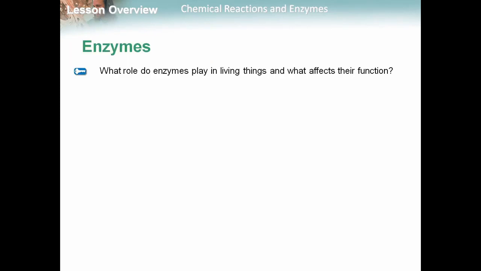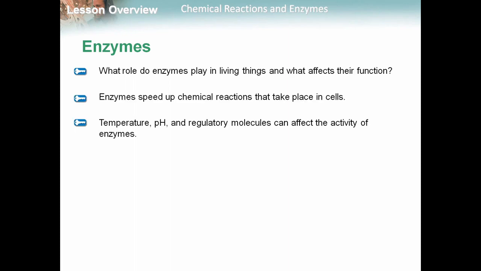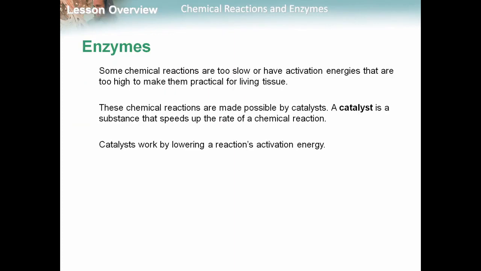Enzymes. What role do enzymes play in living things, and what affects their function? Enzymes speed up chemical reactions that take place in cells. Temperature, pH, and regulatory molecules can affect the activity of enzymes. Some chemical reactions have activation energies that are too high to make them practical for living tissue. These chemical reactions are made possible by catalysts. A catalyst is a substance that speeds up the rate of a chemical reaction. Catalysts work by lowering the reaction's activation energy.